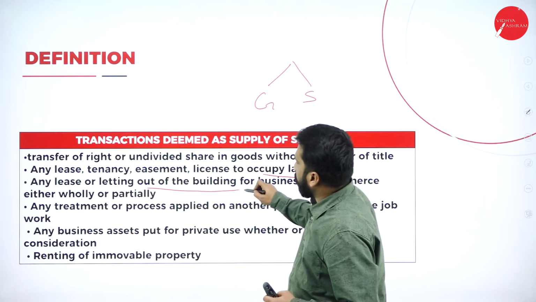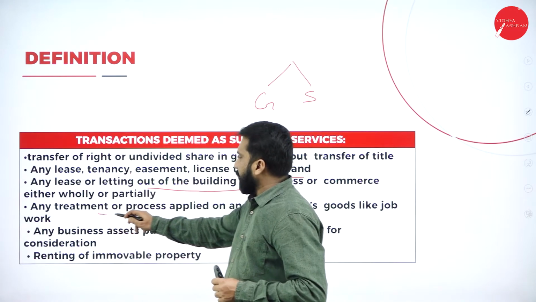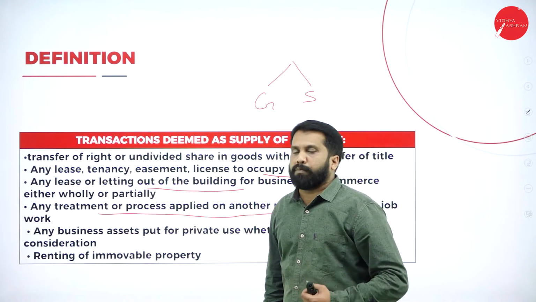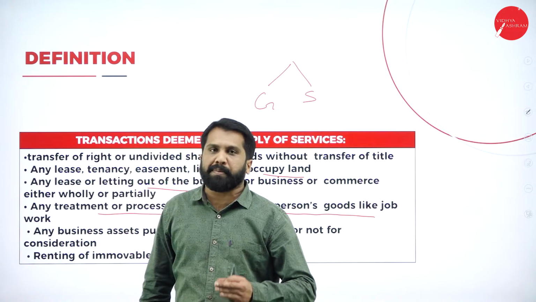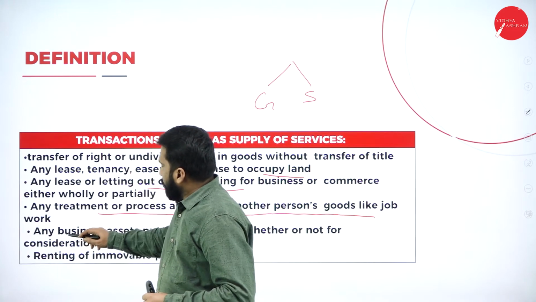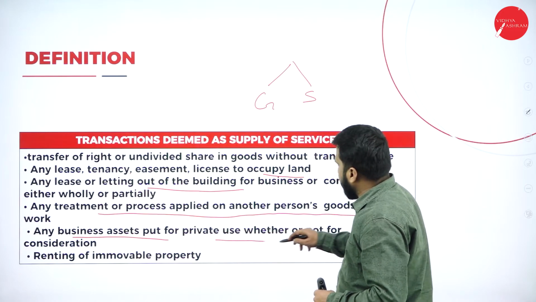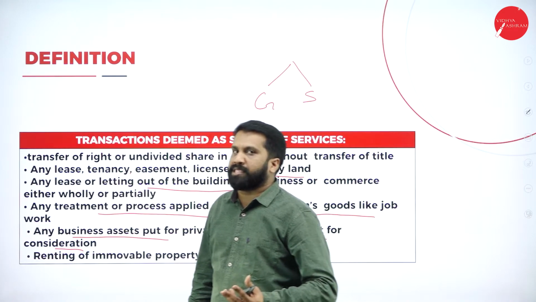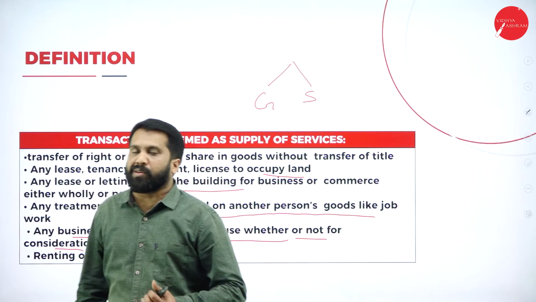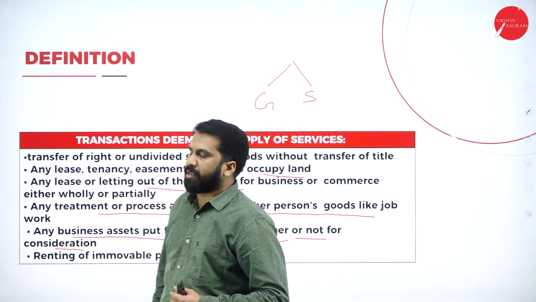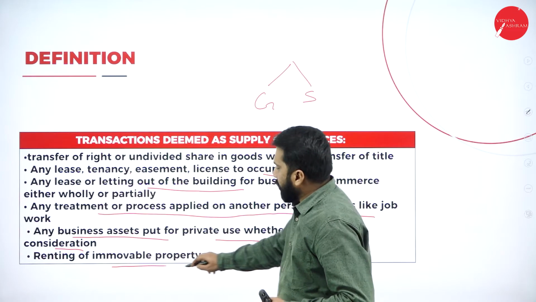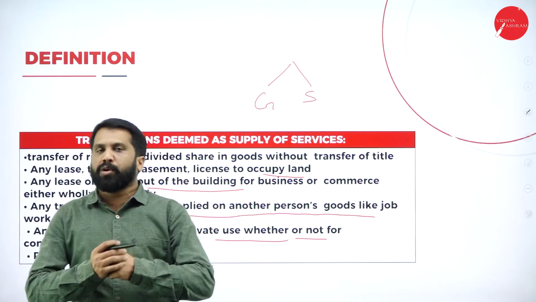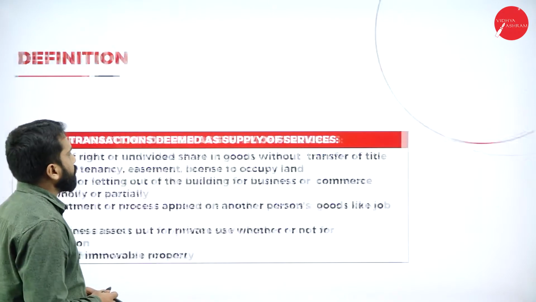Third one, any lease or letting out of a building. Next, any treatment or process applied to another person's goods, like job work. Job work also comes under your deemed supply of services. Next, any business assets put to private use or used not for consideration. As I told you, anything which is given without consideration, we call it deemed supply. Next, renting of immovable property is also a form of deemed supply. Any doubt up to this? Hope there is no doubt up to this.